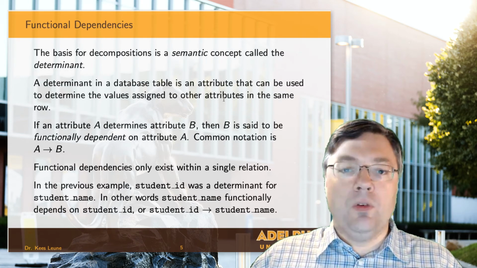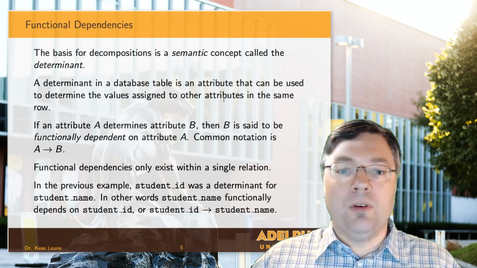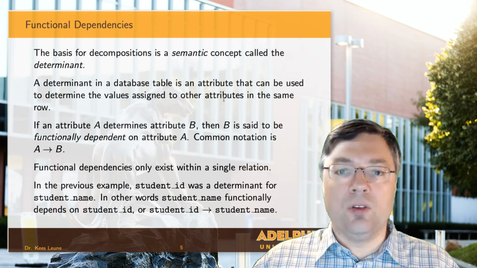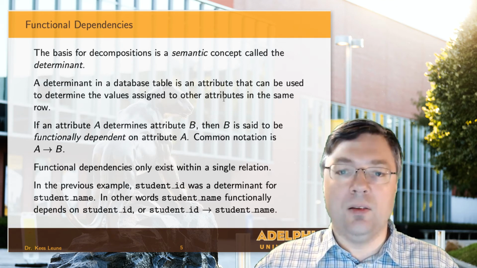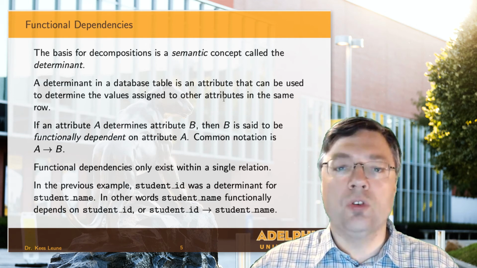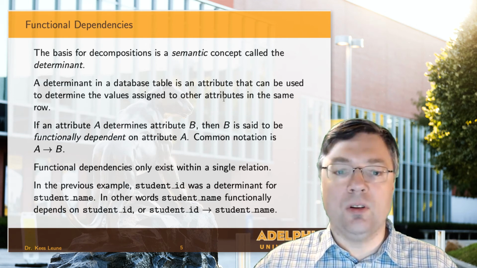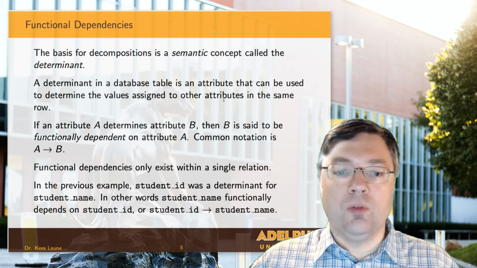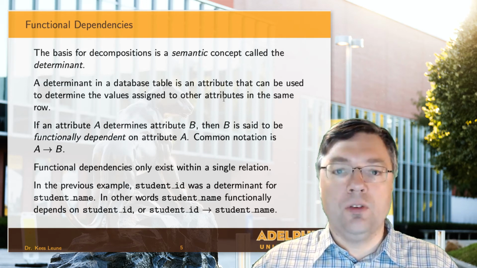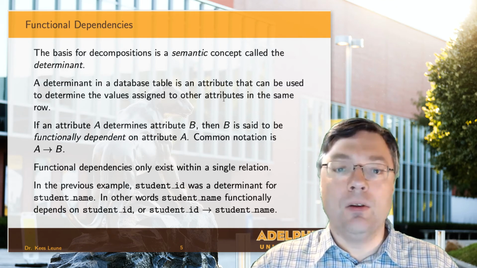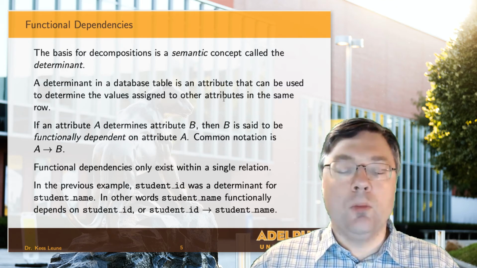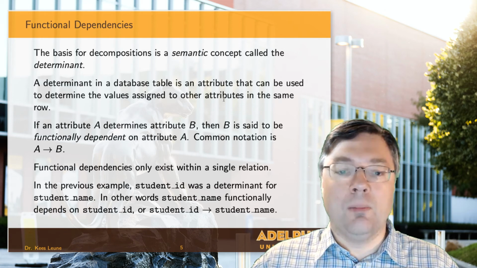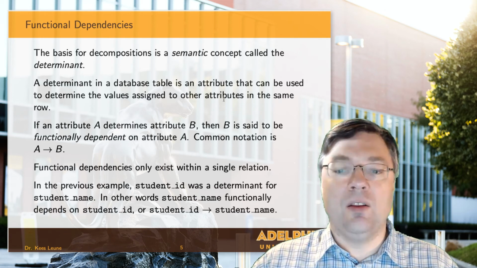Another concept that we need to introduce is that of functional dependencies. It is a semantic concept. You cannot deduce a functional dependency by just looking at the database. You have to know something about the data it represents in the real world. A determinant is one component of the functional relationship. A dependent is the other. The determinant in a database table is an attribute that can be used to determine the values assigned to other attributes in the same row.